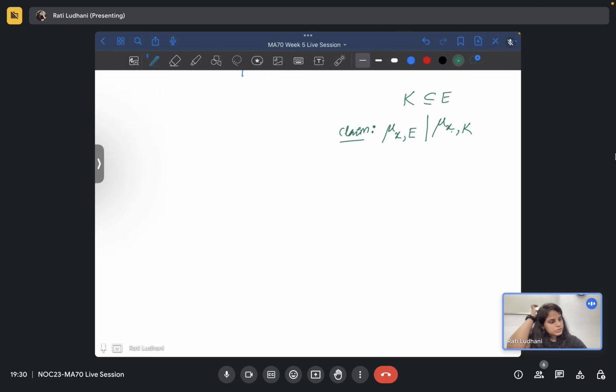So how will we do it? Let's start with this. So you have mu x comma k, and this belongs to the kernel of this map, epsilon x over mu x comma e.